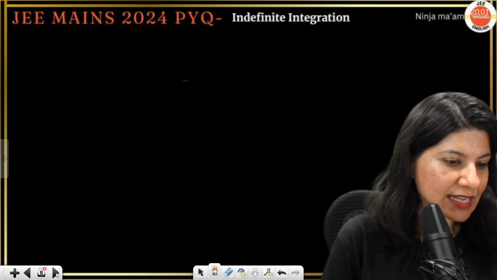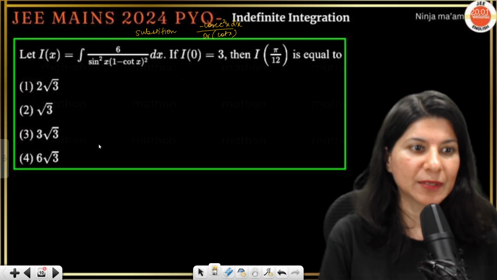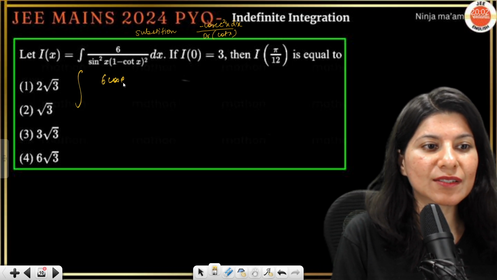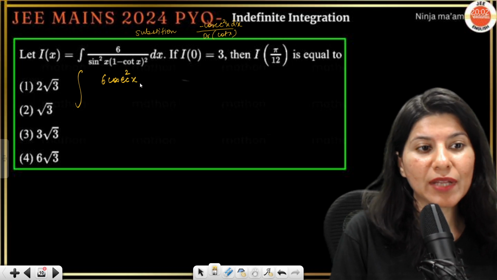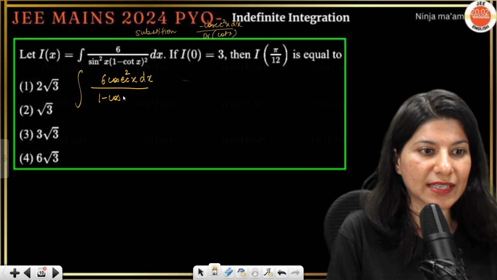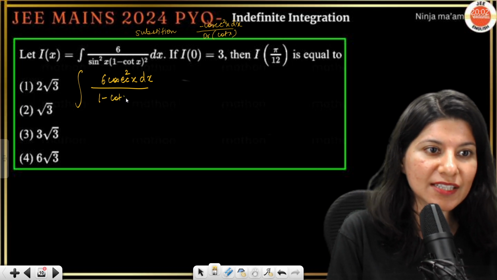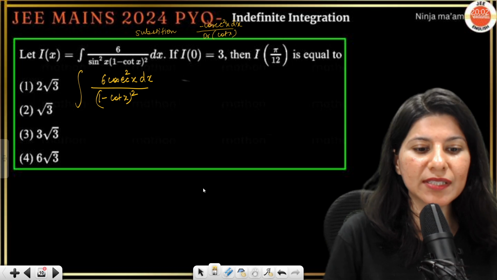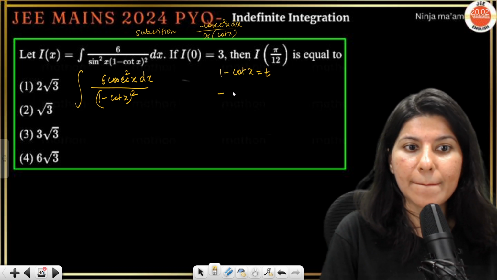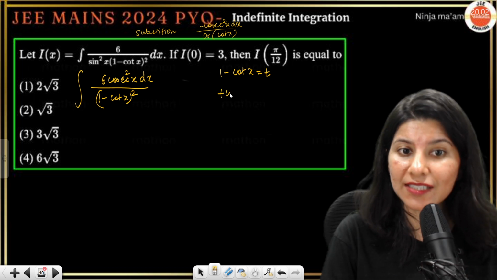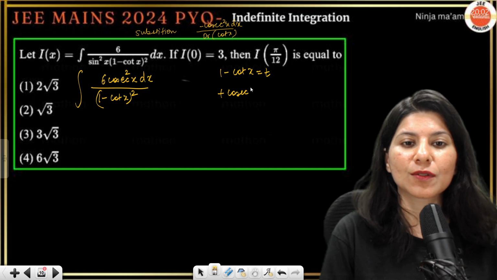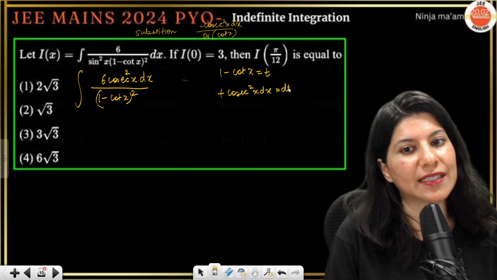Okay, good question. Next question, similar type. In here, again, 6 by sine square x can be written as 6 cosec square x, right? And we know that the derivative of cot x is minus cosec square x. There is a minus, so the minus is already there. So what we will do is put 1 minus cot x equals t, so that we will get plus cosec square x, because if you differentiate, you get minus minus cosec square x. So cosec square x dx equals dt.